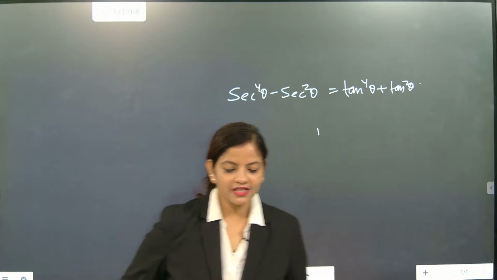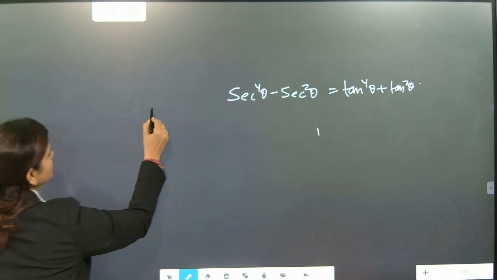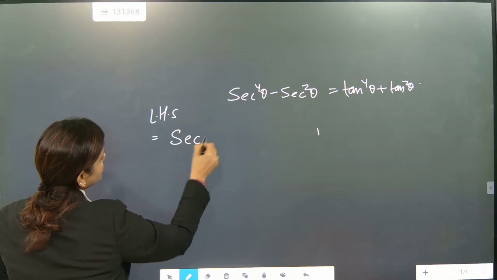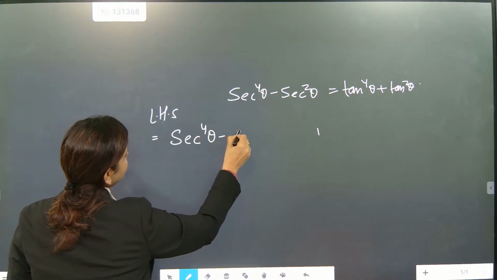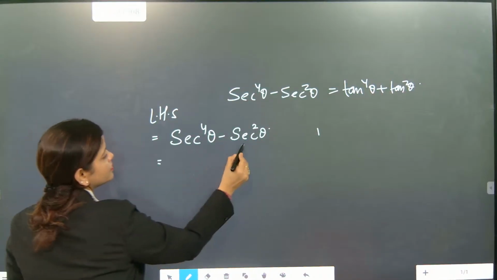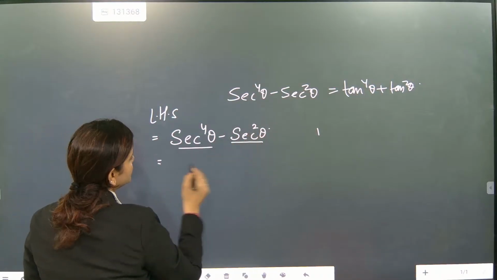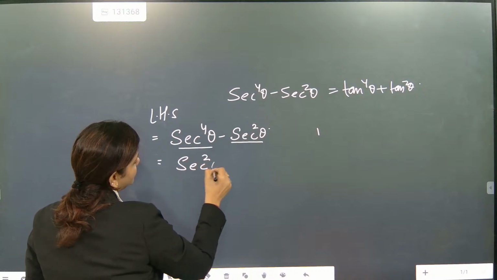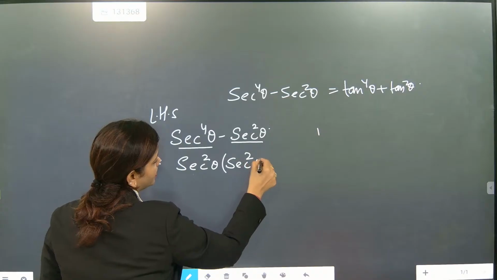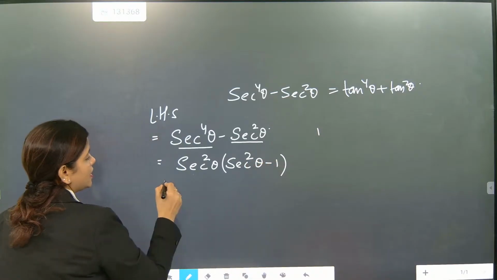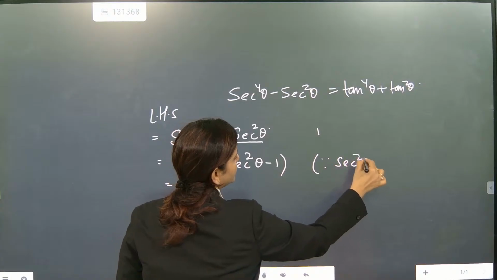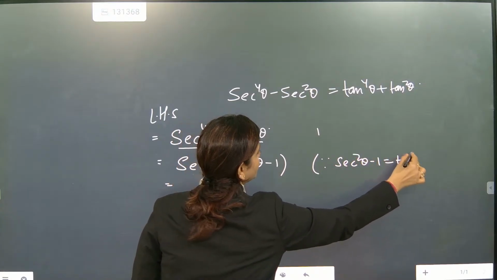Chalo, nobody sent the answer, so I am going to solve this question. First, take the LHS. See, sine is not needed here. Secant square and secant 4 are there. First, see what is the lowest degree. The lowest degree is secant square, so take secant square theta common. Here, what will it become? Secant square theta minus 1.